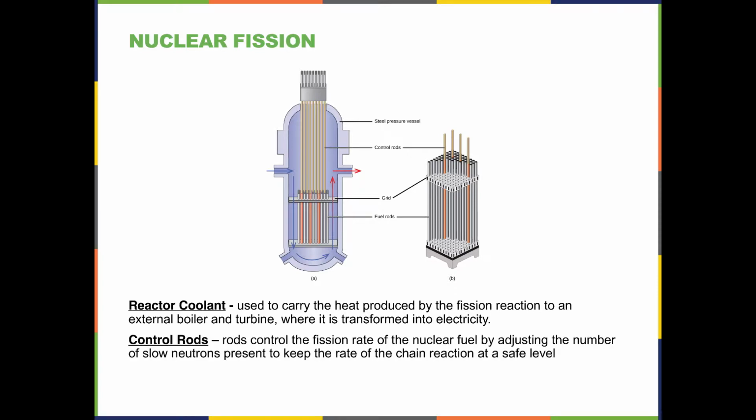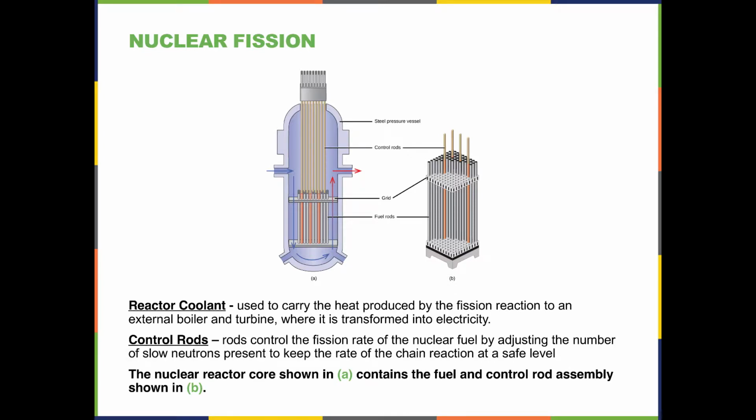The control rods are rods that are put in the fuel, and you adjust them in order to control the rate of reaction. If you want to increase the rate of reaction, you pull the control rods out. If you want to decrease the rate of reaction, you put the control rods back in. So the nuclear reactor core, A, shows the fuel and the control rod assembly, and B is just a cross-sectional area of how that's put together.